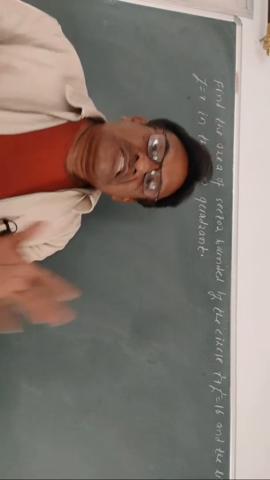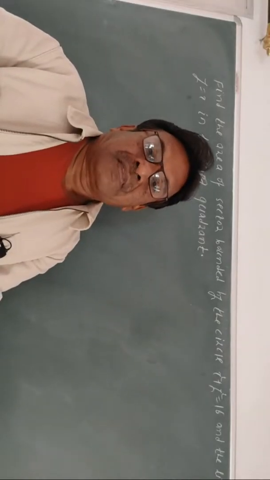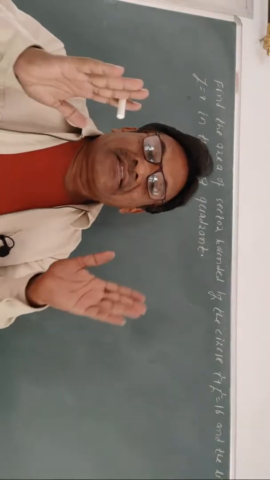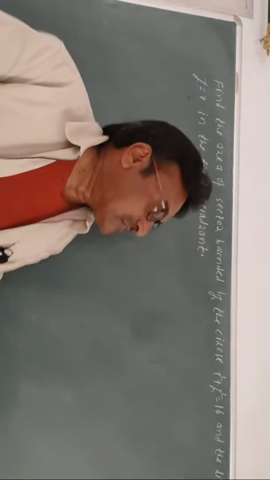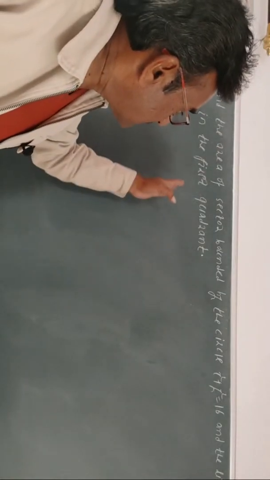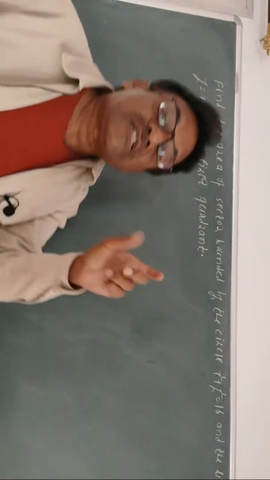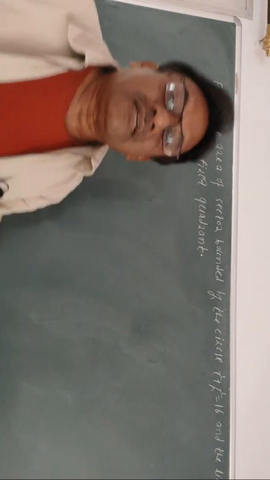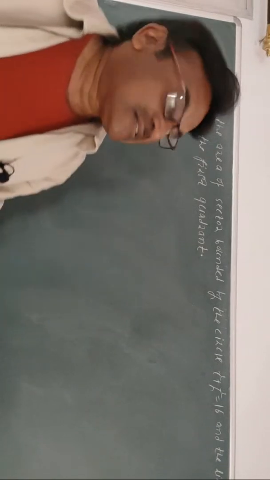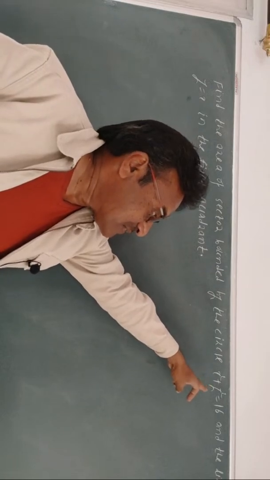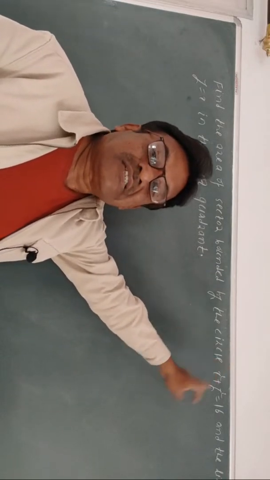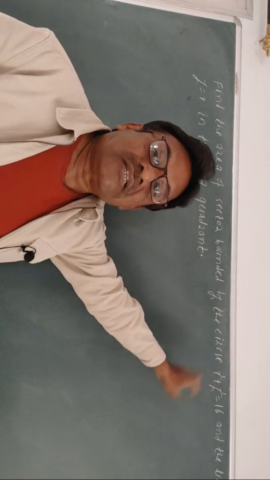So first we draw the figure, and then we shade the sector whose area is to be found, because here we find the area of the sector in the first quadrant. First we draw the coordinate axes, and then we draw this circle, x square plus y square equals 16, which is the circle with center at origin and radius 4. So we draw the circle.